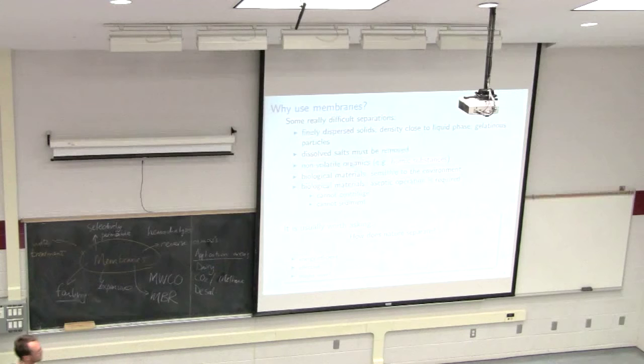Now, where are membranes used and why do we study this topic? Well, as I showed you in that previous graph, there's a lot of particle sizes that we can separate very easily with centrifuges and cyclones and sedimentation vessels. But finely dispersed solids in the single digit micron size and smaller, those are very tough to separate. Particles that are very finely dispersed and form a gelatinous type texture on a filter paper very quickly clog up a filter paper and create a cake that is essentially totally blocked and can't proceed with filtration anymore.